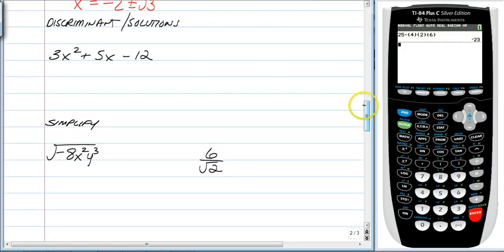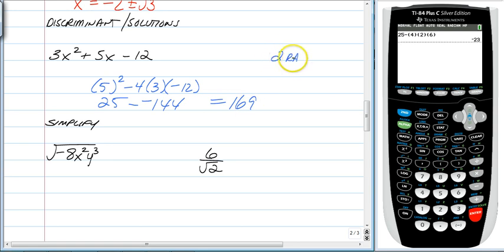Discriminant and types of solutions. So the discriminant is just the inside of the quadratic formula. So that would be b squared minus 4 times a times c. So 25 minus negative 144 is going to give us 169. It is a positive perfect square, so you have 2 rational. But remember, if you have a positive number that's not a perfect square, that's 2 irrational. If you have 0, it's 1 rational. And if you have a negative number of any kind, it is 2 imaginary numbers.